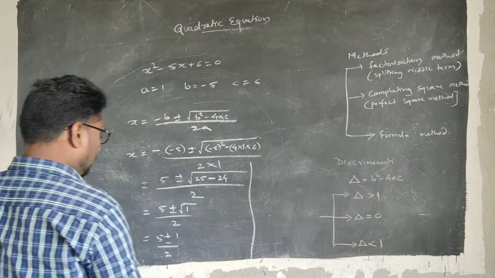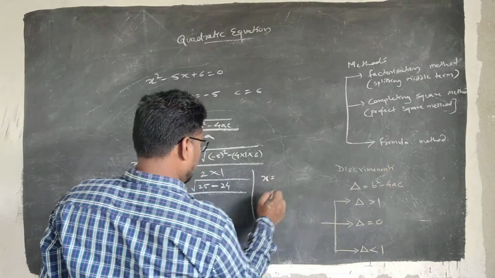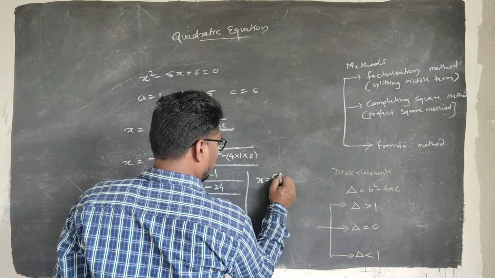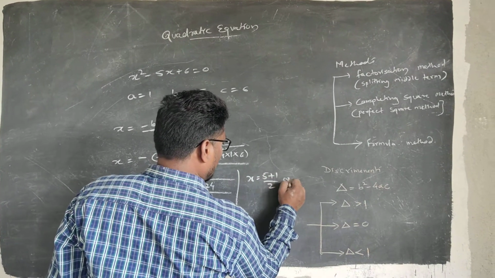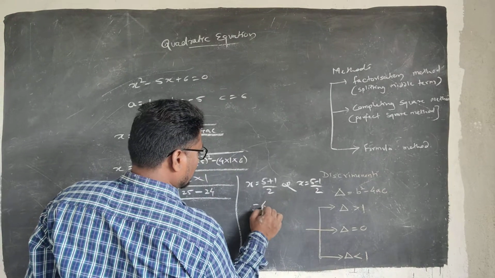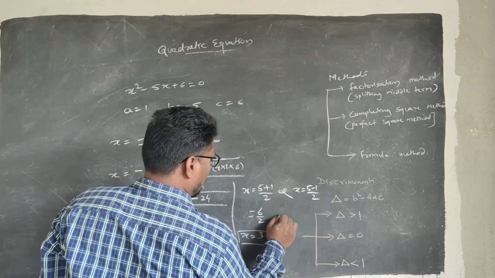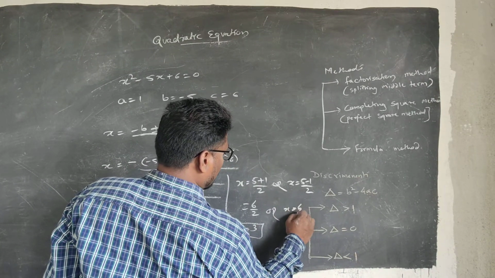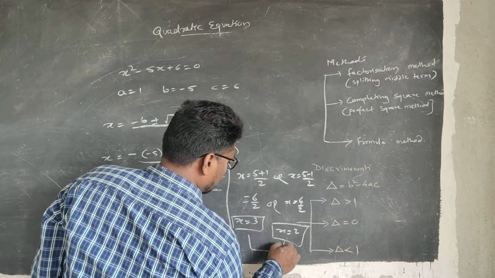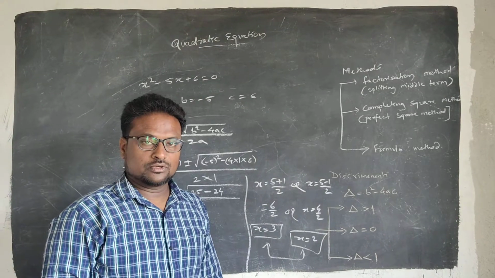Now further, when you solve this problem by splitting the plus or minus, we get x is equal to 5 plus 1 upon 2, or x is equal to 5 minus 1 upon 2, that is 6 upon 2, x is equal to 3, or x is equal to 4 upon 2, or x is equal to 2. Dear friends, you can observe over here that the same answer occurs using the formula method also. Thank you, my dear.